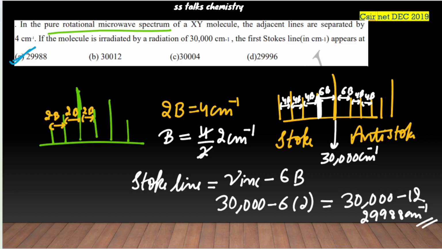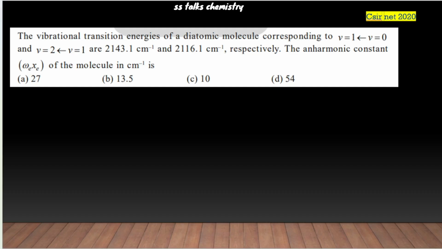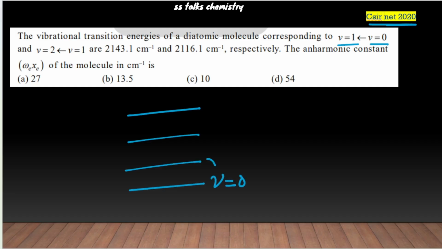Okay, moving to the next. This question is from the CSIR exam conducted in 2020. The question says the vibrational transition energies of a diatomic molecule correspond to the transition from nu equal to 0 to nu equal to 1, and nu equal to 1 to nu equal to 2. So here the vibrational levels are like this: nu equal to 0, this is 1, this is 2, and like this you also have the higher levels. So the first transition is from 0 to 1, which is called the fundamental band.